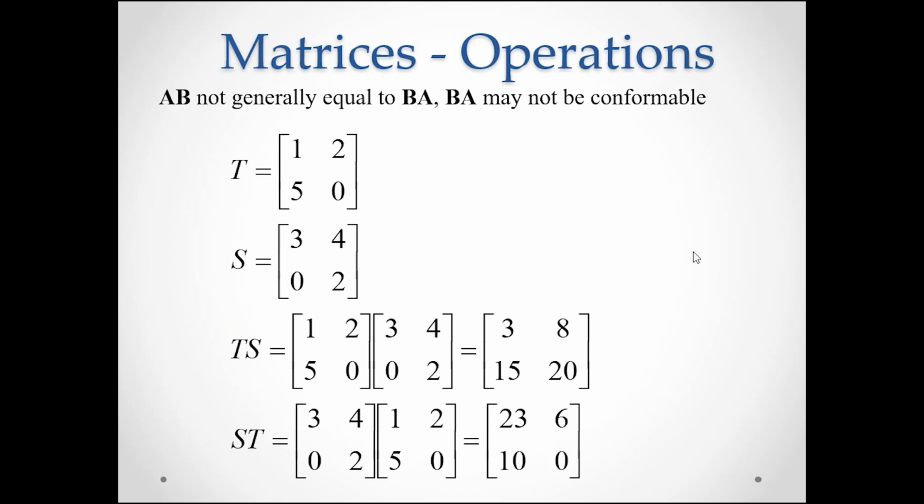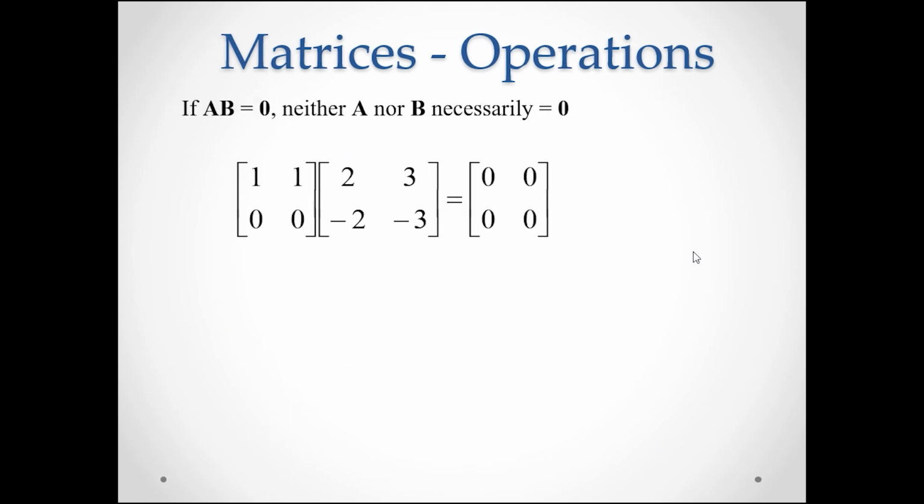Also, if AB is equal to AC, then B may not be equal to C. That means the cancellation law may not work for matrix multiplication. This is possible only when we have the identity matrix. But for general matrices, this is not going to be true throughout. As the examples show, we have a matrix of 2 cross 2. Obviously, you can see that the two matrices S multiplied with T and T multiplied with S are fetching me two different answers.